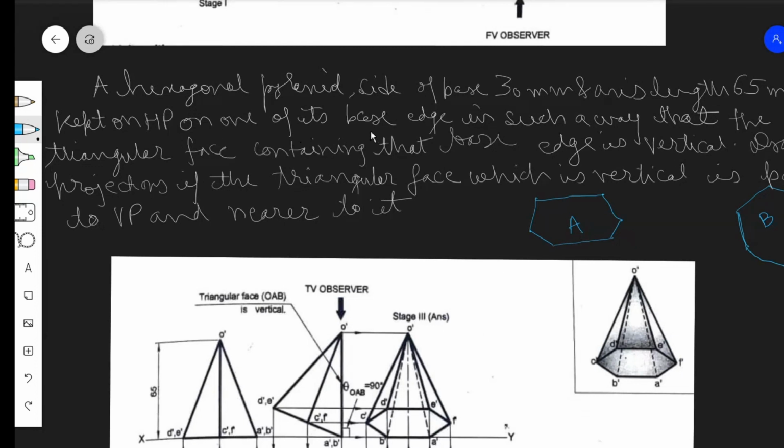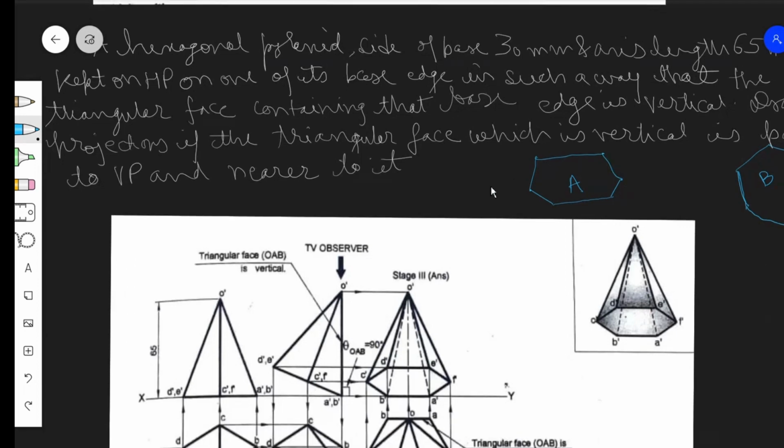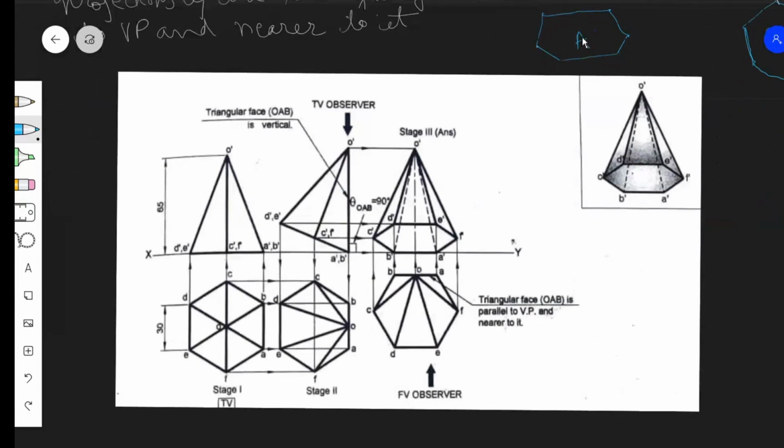But it says it is kept on HP on one of its base edges, it is clearly said base edge. So when I am saying this, is this a base edge or a corner? If I keep the hexagon like this, A, what will we have here? We will have a corner. And the question demands that there should be an edge. For an edge, we have to draw hexagon B, not A. And then this has to be made vertical.